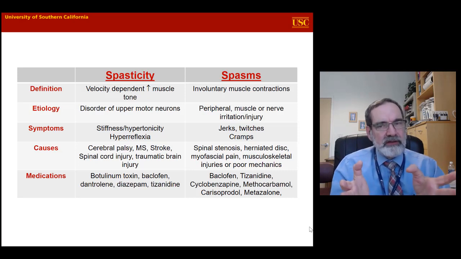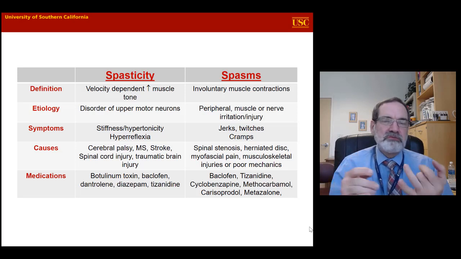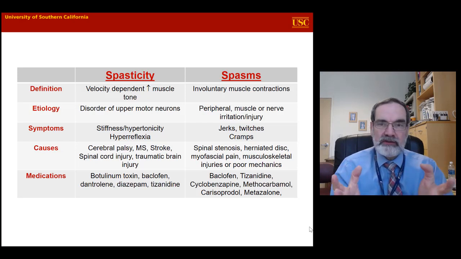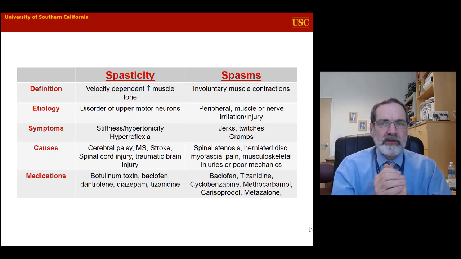We went over the causes of true spasticity. What kinds of things typically cause spasms? So might be spinal stenosis, herniated disc, myofascial pain or injuries, musculoskeletal injuries, even poor mechanics, poor posture, poor gait mechanics can be a source of irritation that might trigger spasms, cramps, etc.